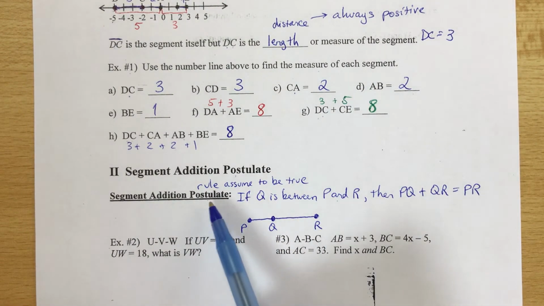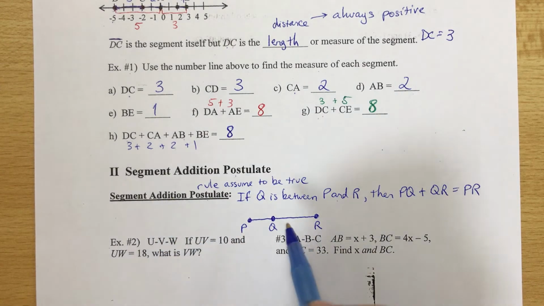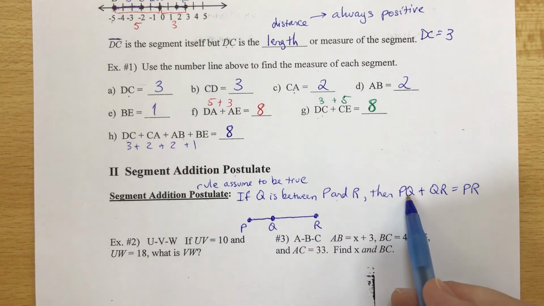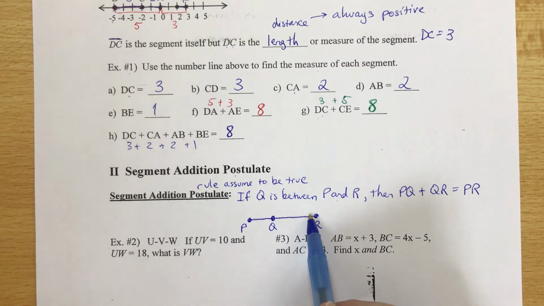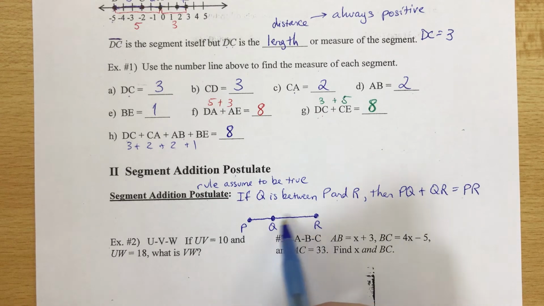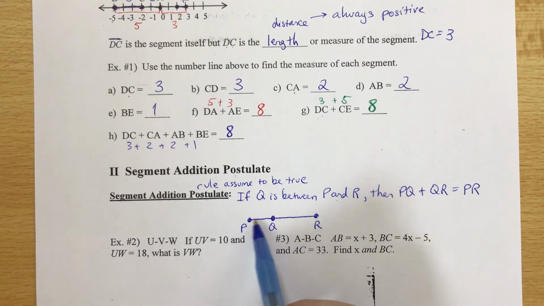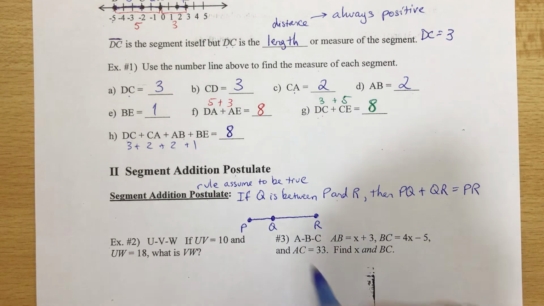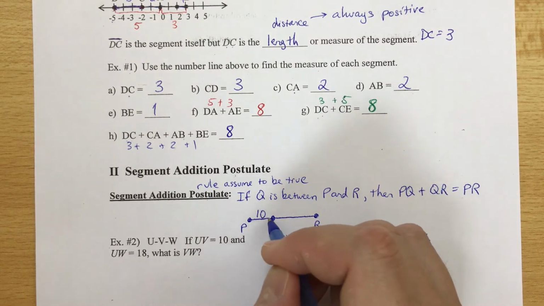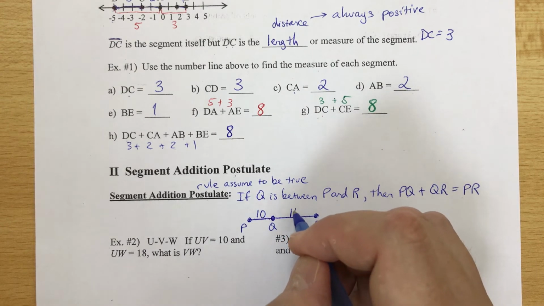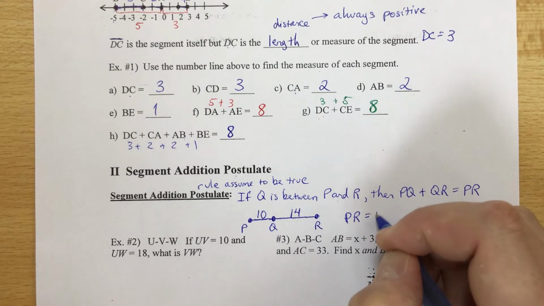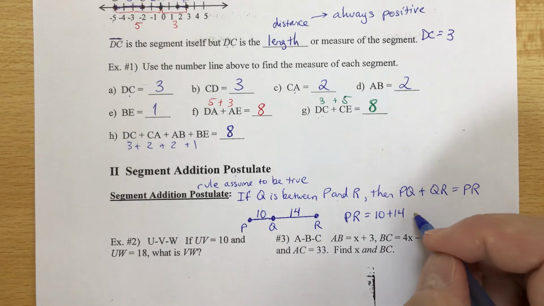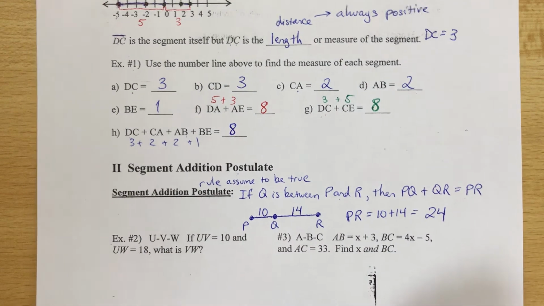What the segment addition postulate says, we're adding segments. If I take PQ and I add that to the length of QR, then what we get is PR, which is the whole thing. The length of PQ plus the length of QR equals the length of PR. And as an example, let's say that the length of PQ is 10. Let's say the length of QR is 14. We can say that the length of PR is 10 plus 14, which is 24.